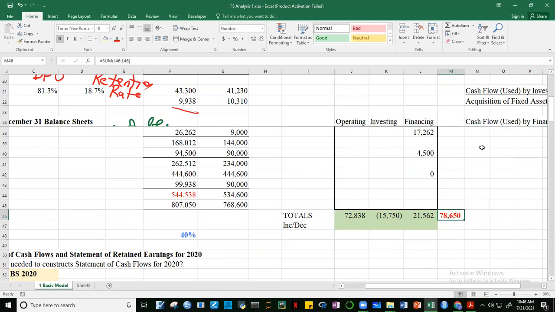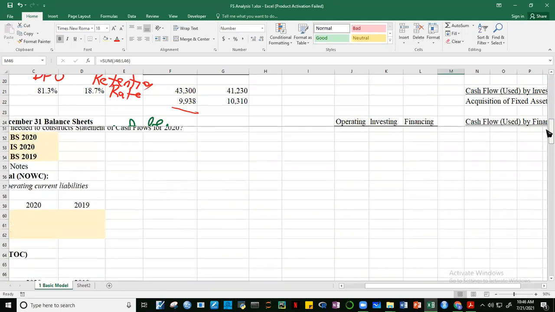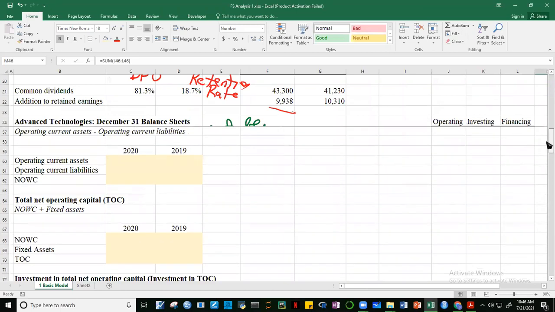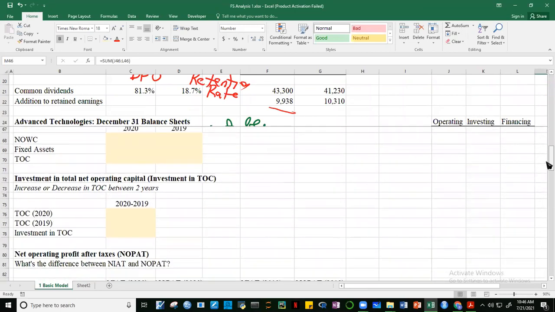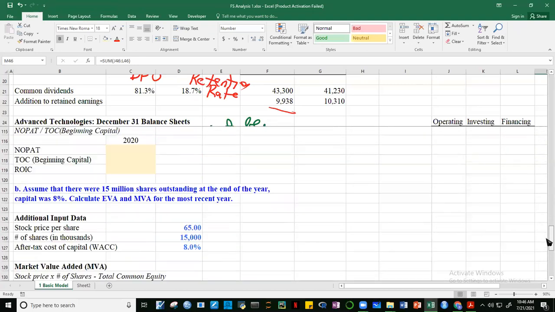Okay, we will finalize this statement of cash flows, and then we will do the statement of retained earnings, and then we will compute this. May I request you to do some advanced reading on net operating working capital, total of net operating capital, itong mga measurements dito sa baba, no? Kasi that will be our subject for next meeting.